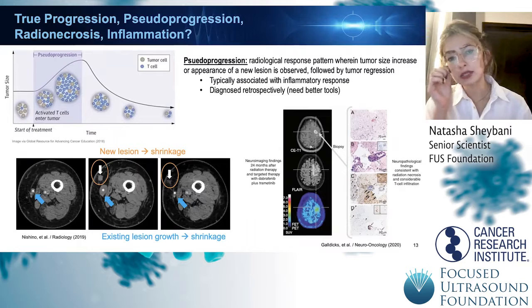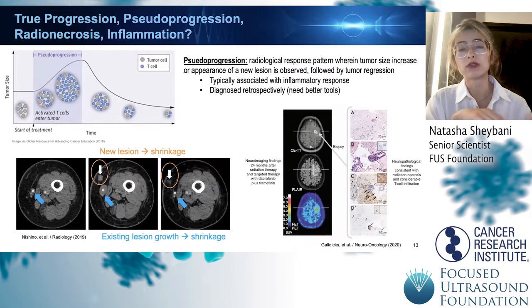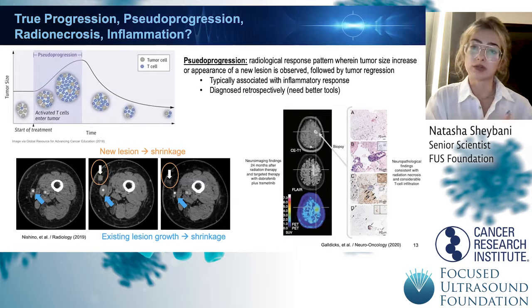So here on the slide, you can see, first of all, an illustration of what pseudoprogression is. It basically consists of a radiological response pattern where tumor size increase or appearance of a new lesion is observed, but then this is followed by tumor regression. Typically this is a signature that's associated with some sort of ongoing inflammatory response that eventually resolves the tumor itself. But one of the downsides is that pseudoprogression is most often diagnosed retrospectively, which suggests that there's a need for better tools to be able to detect pseudoprogression closer to when it's actually happening.